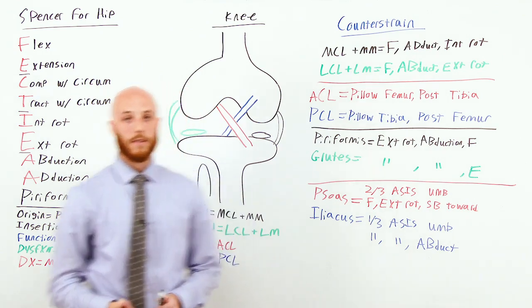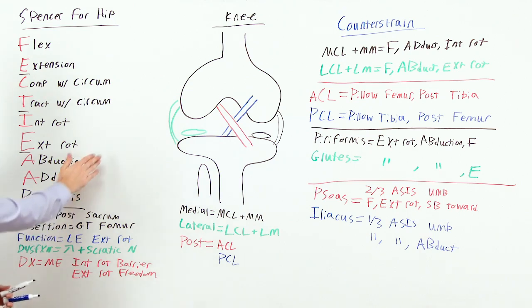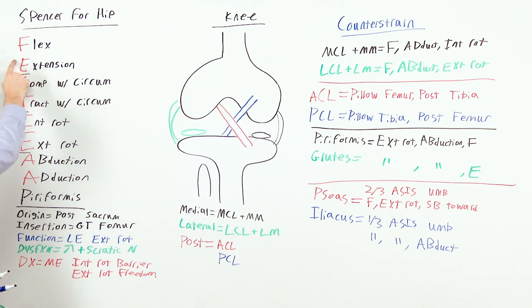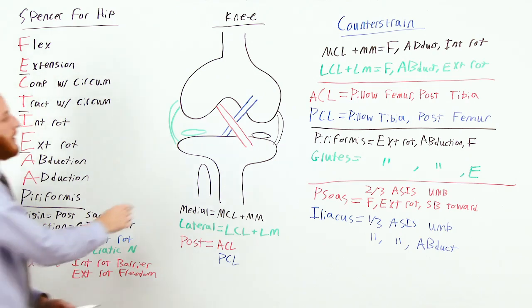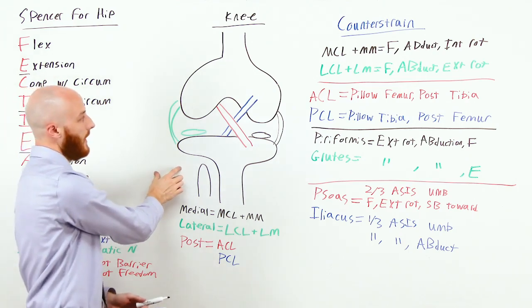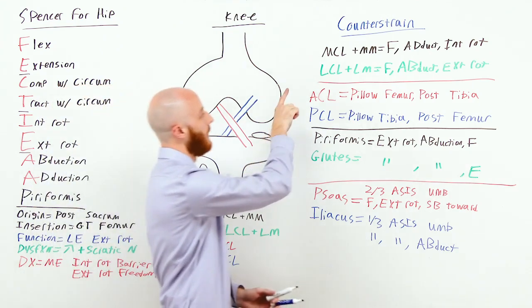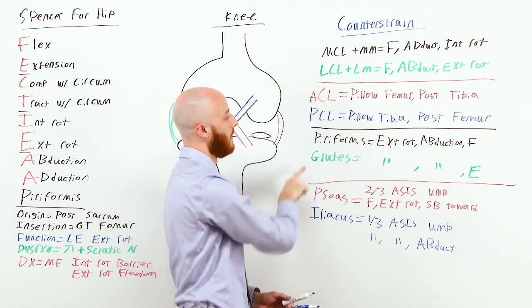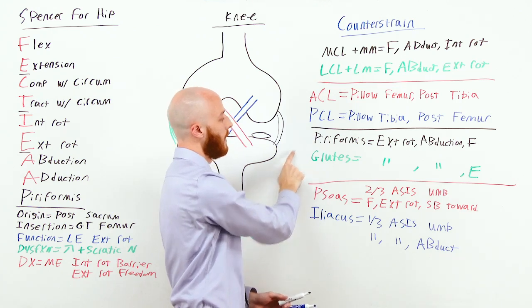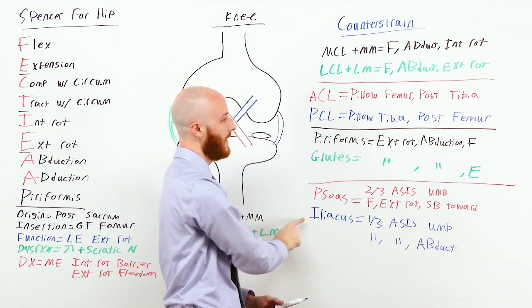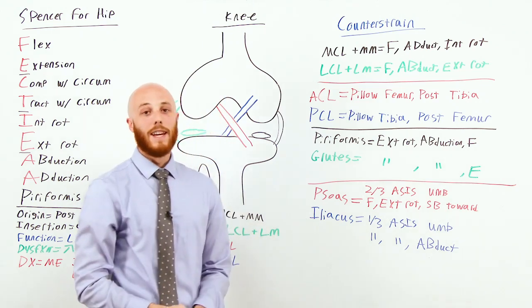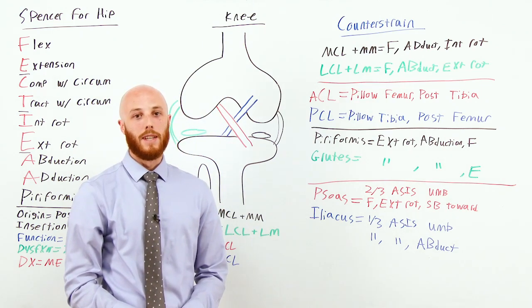So in this lecture we went over a lot. We went over the Spencer technique for the hip and the mnemonic felines eating catnip trip into everything around Austin. We went over the always important piriformis muscle, some of the major structures of the knee, and we related that to how to use counterstrain points. Talked about counterstrain points for piriformis, glutes, psoas, and iliacus. That's OMM for the lower extremity, part 1.